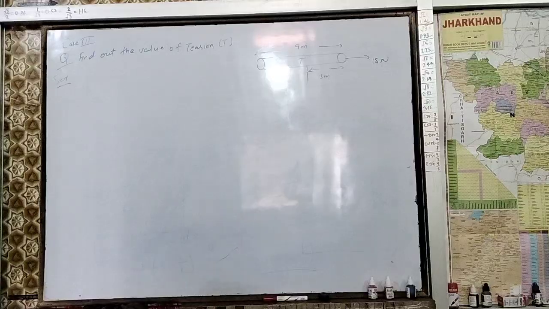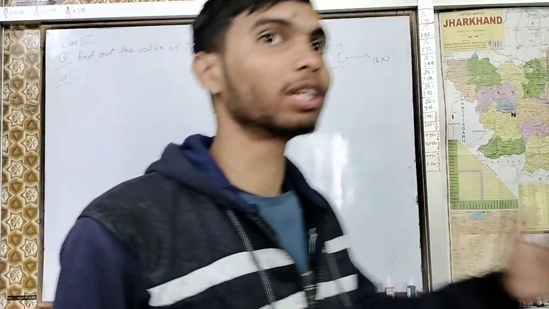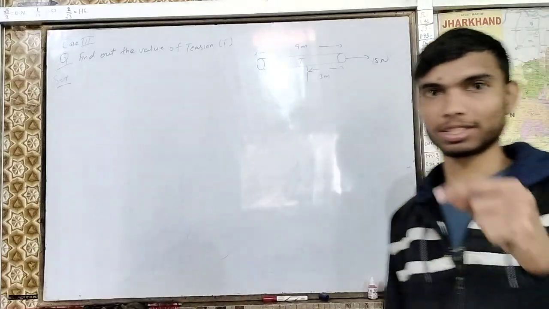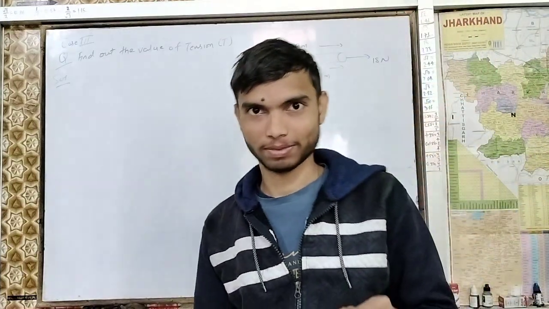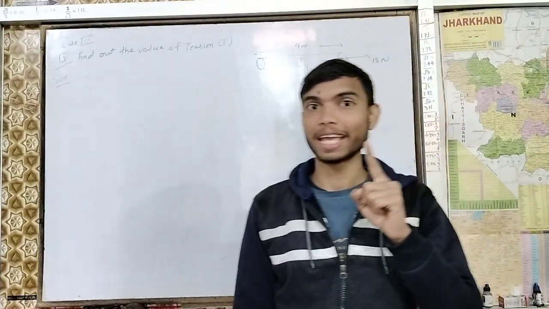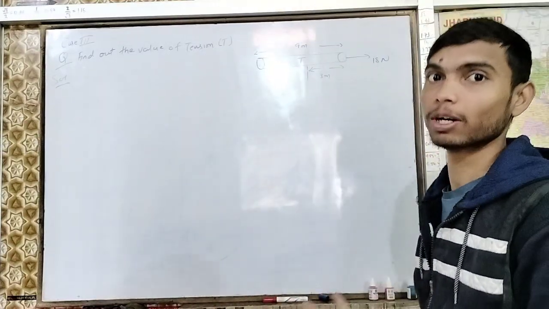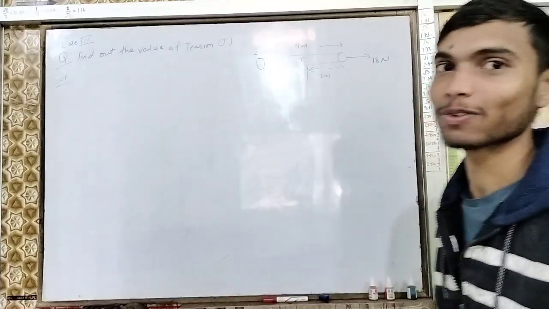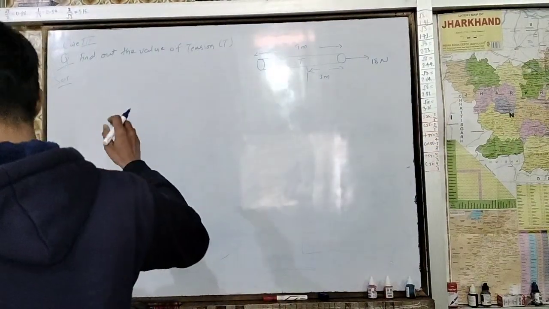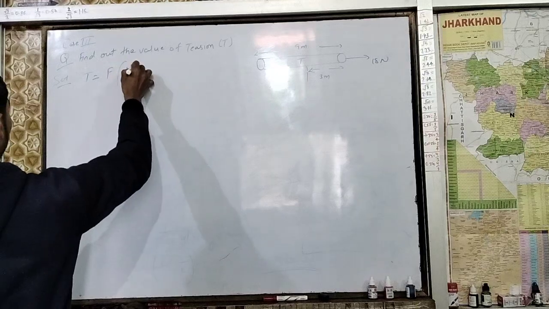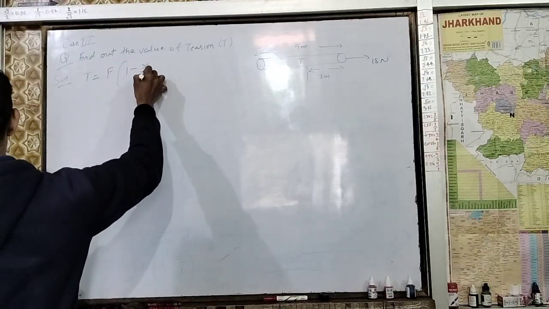So it is asking for tension. For tension we have an equation: T is equal to F minus the value of m, which is m upon L into x, into F upon m, which is the value of a. Okay. So the tension force will be equal to F(1 minus x upon L).